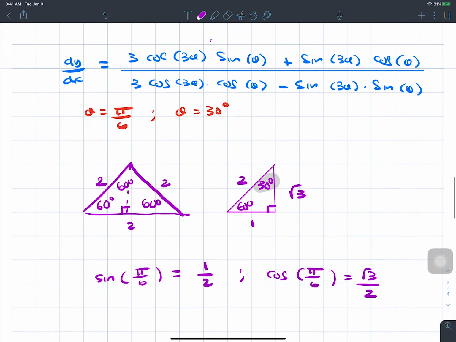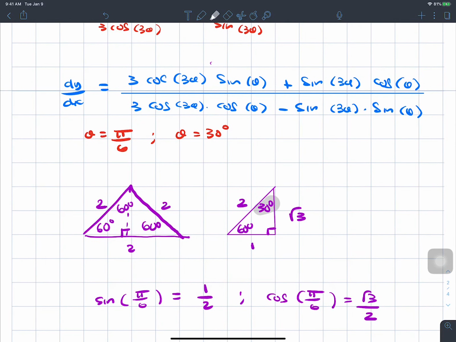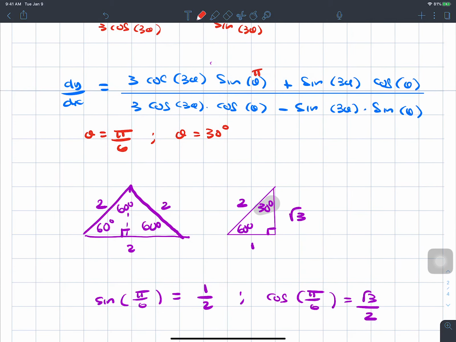So we already know some of these answers, because we're going to have to plug in for theta, pi over 6. We're going to get that one. Pi over 6. Pi over 6. But then you also have here 3 pi over 6. And you say, what is 3 pi over 6? 3 pi over 6 becomes pi over 2.